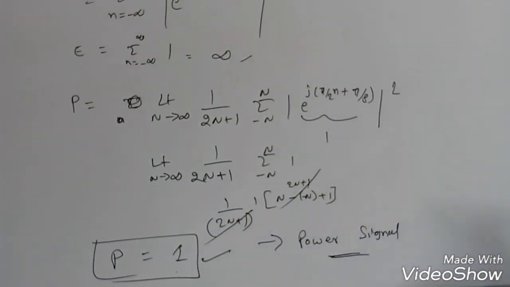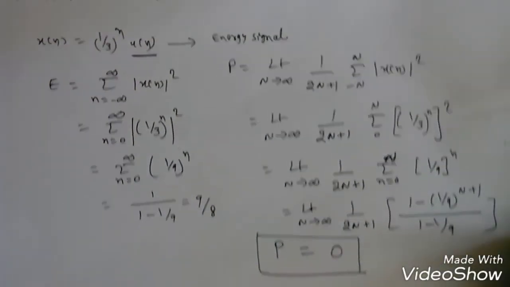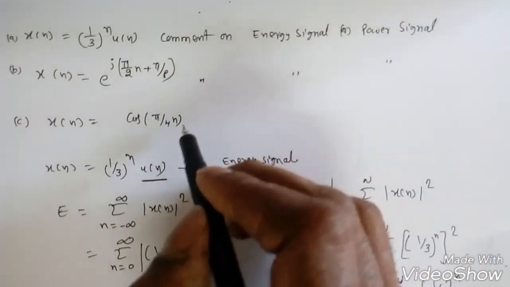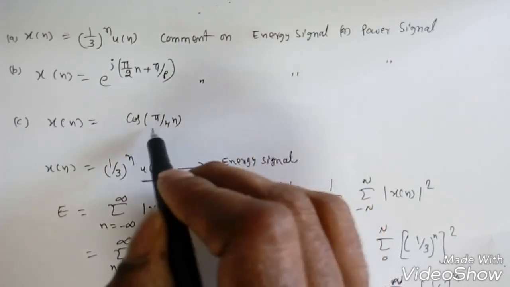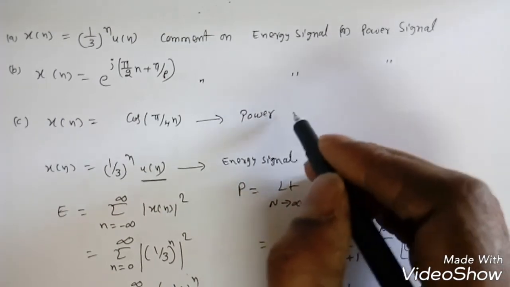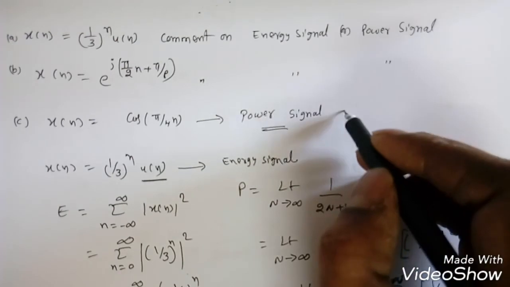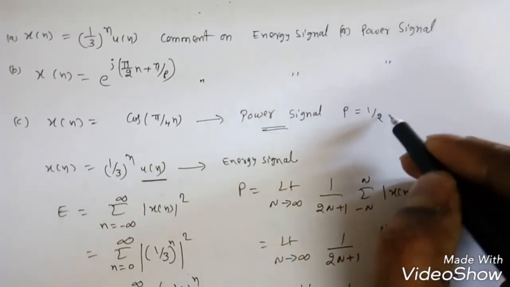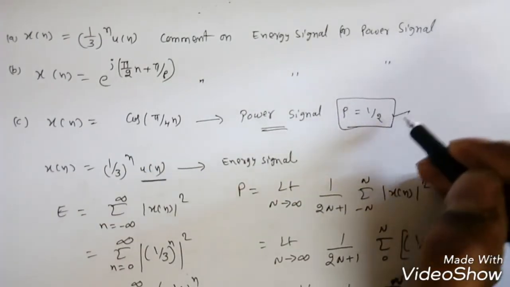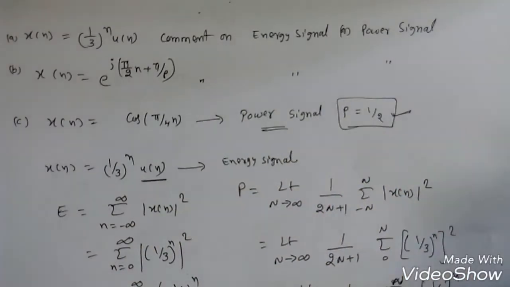Now the third question is given like this: cos pi by 4 n. This cos pi by 4 n is nothing but again a periodic signal, so it is a power signal again. I'm giving this as an assignment for you. You can solve and prove that it's a power signal, and you should get power equal to 1 by 2, because a square by 2, where a is 1, so the power should be half. So you do it on your own, and if any doubt, you just post a comment, right?